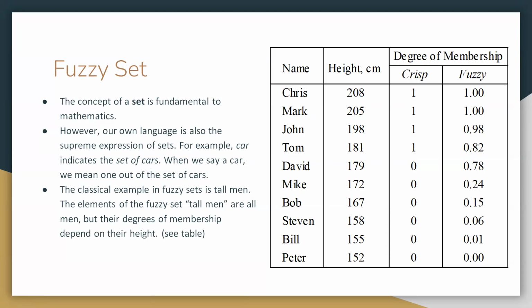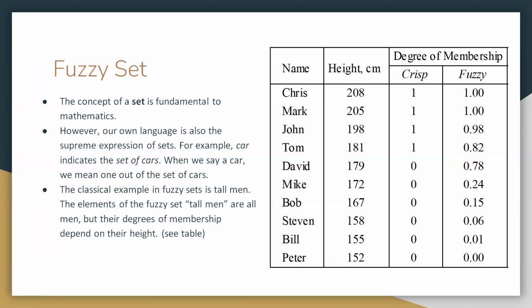their height. You can look at this table here where Chris has a height of 208, Bill has a height of 155, etc. If it was a crisp set, we would have a bar of 180 centimeters for classification into the tall category. If you have a height greater than 180, in the crisp set you will have a value of 1, showing the highest degree of membership, whereas all the other values have a degree of 0. So it is two-valued, a Boolean-valued thing, either 1 or 0. There's no degree there basically. It's either 1 or 0.